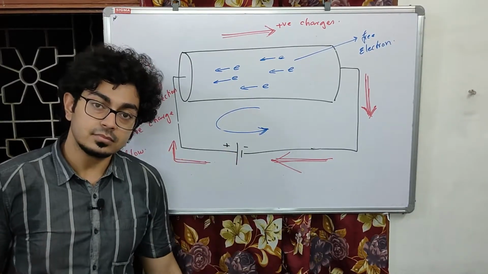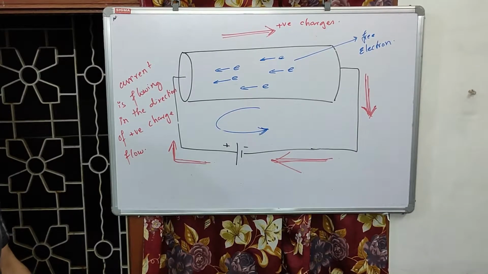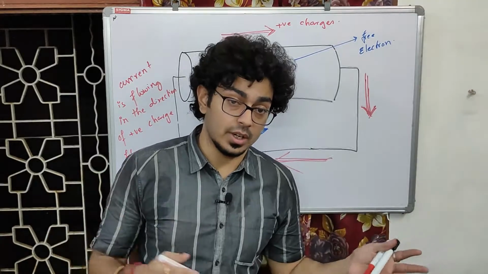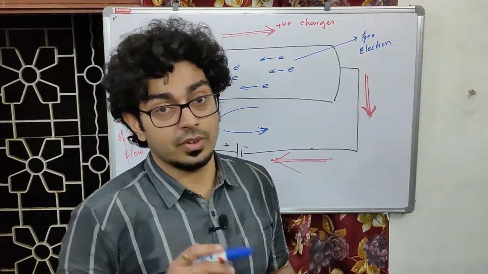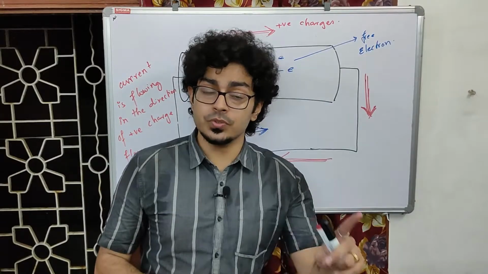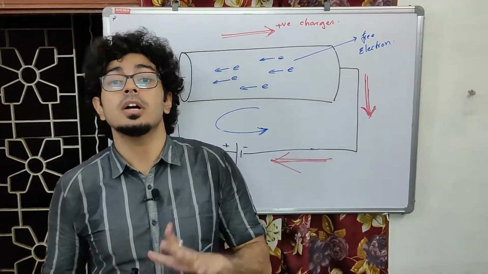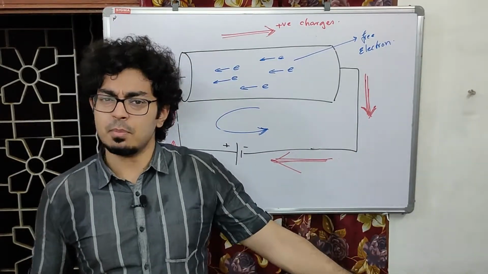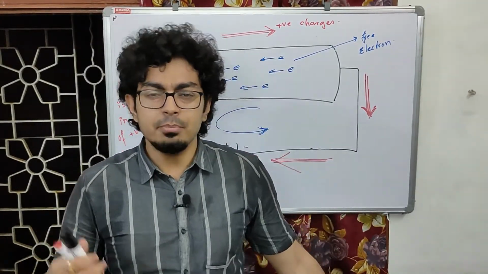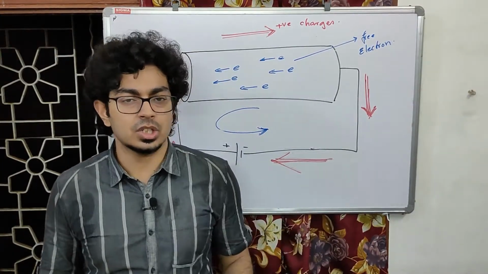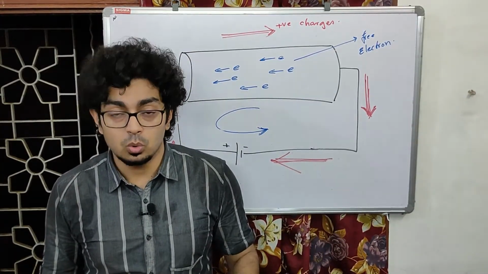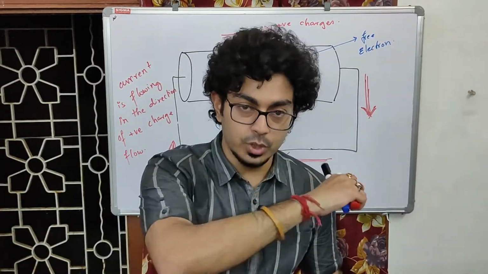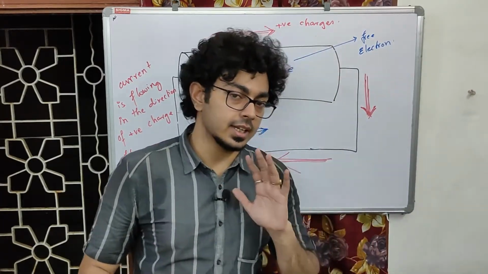So this is clear. Next we are going to understand whether current is a scalar quantity or a vector quantity. Vector quantities are those physical quantities that have both magnitude as well as direction. So you are going to say current must be a vector quantity, right? Why? Because current has both magnitude and direction. You are going to say like that. But no, current is a scalar quantity. Yes, current is a scalar quantity. Why? I am going to give you some reasons.